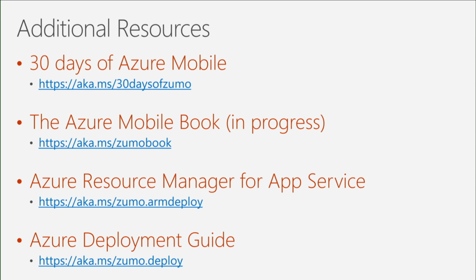And then two links for you to get into the appropriate place to talk about deployment. The Resource Manager has all the information that I've just given. That's ARM deploy. And then Zumo.deploy gives you all the options for deploying code to an app service in the end. So I've got about 9 minutes left. Questions?